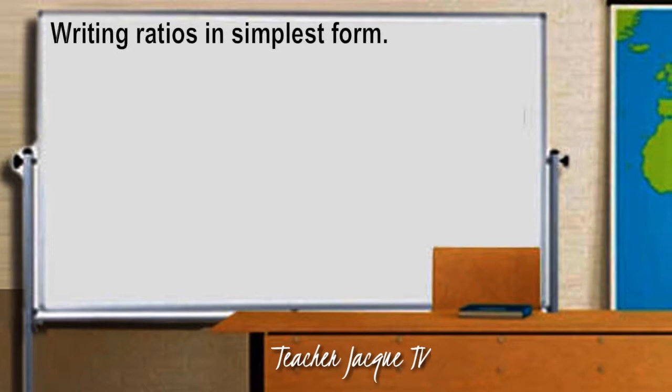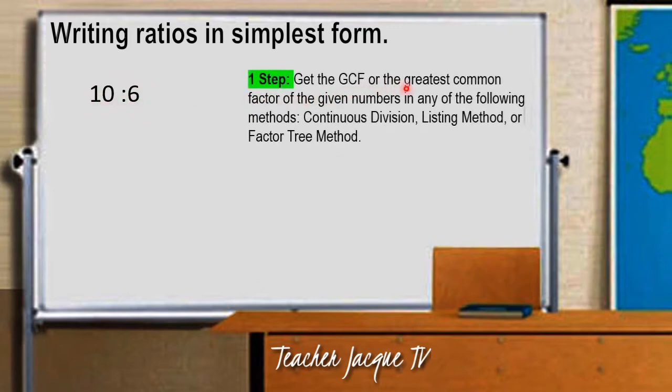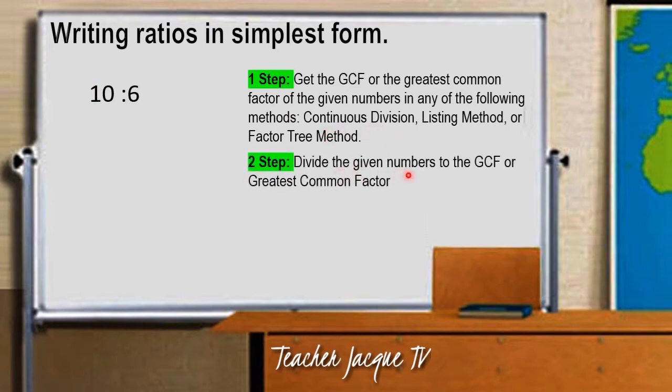Let's have our third example of our ratio in colon form. So we have 10 is to 6. Let's get the GCF or the greatest common factor of our given numbers by using the continuous division method, and then we will divide the given numbers by the GCF. So let's get the GCF of 10 and 6.